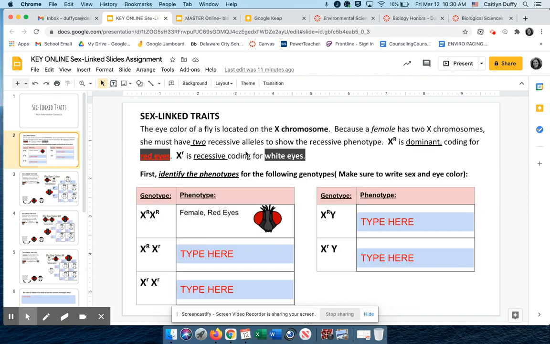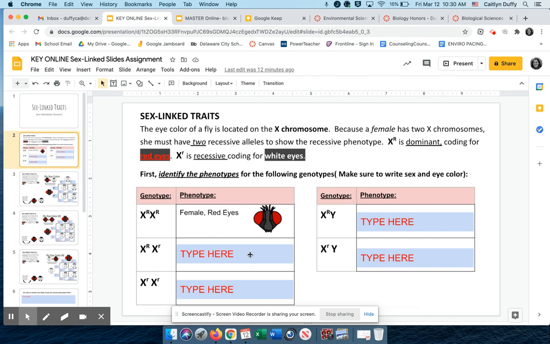So the very first problem we're going to go over is on fly eye color. The eye color of a fly is located on the X chromosome. Because a female has two X chromosomes, she must have two recessive alleles to show the recessive phenotype, or physical characteristic. X big R is dominant, coding for red eyes. X little r is recessive, coding for white eyes. So the very first thing I want to do on this slide is identify those phenotypes and genotypes. Because we are identifying two phenotypes here, I really want you guys to be specific.